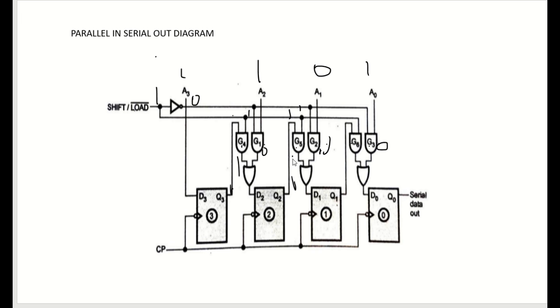This line is 1 and here is 1. 1 and 1 means 1. 1 or 0 means 1, and here also 1 is there. 1 and 1 means 1. 1 or 0 means 1. That's all about parallel in serial out registers.